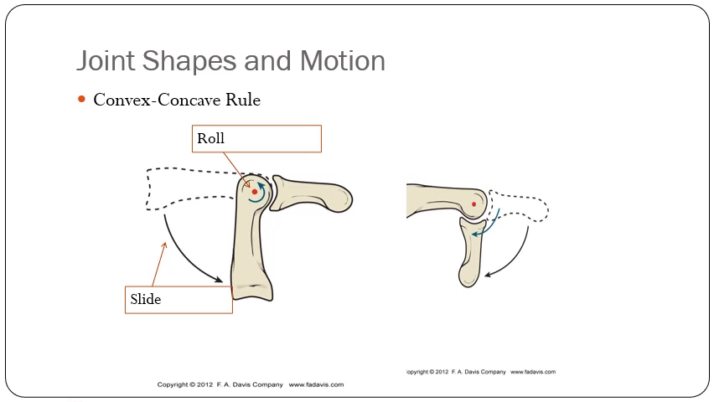The convex-concave rule: if the convex surface moves on the concave surface, the roll and the slide occur in opposite directions. Convex moves on the concave, roll and slide move in opposite directions. If the concave surface moves on the convex, the roll and slide move in the same direction. So that's how the convex-concave rule works. Now I'll show you a practical example of that.